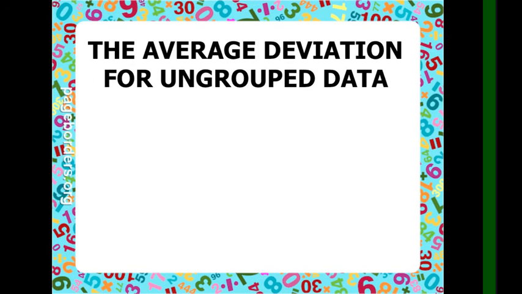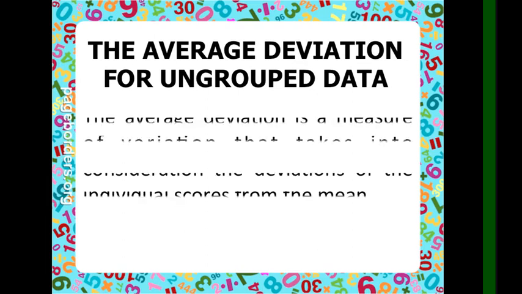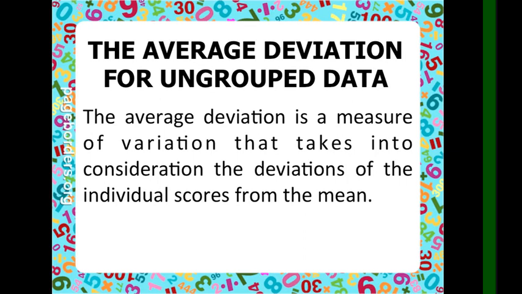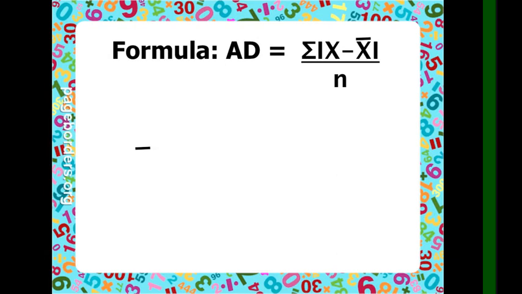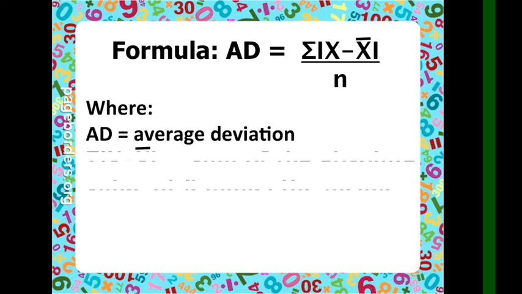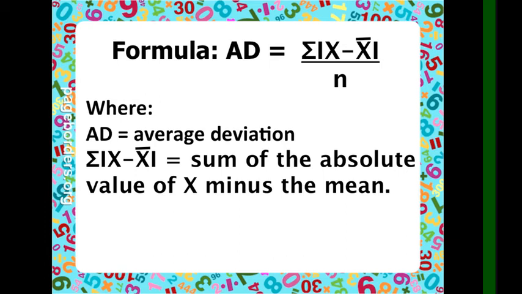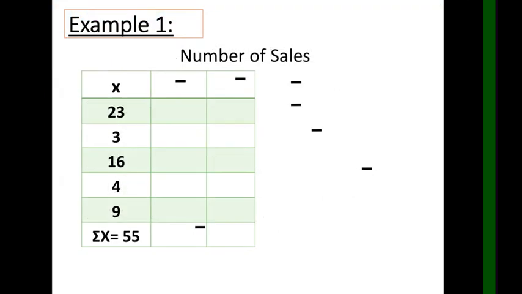To solve for the average deviation or the mean for the sample distributions, let's have this one. The average deviation is a measure of variation that takes into consideration the deviations of the individual scores from the mean. So we have a formula AD equals summation of absolute value of x minus mean over n, where AD is the average deviation, the sum of the absolute value of x minus the mean, and n is the sample size.